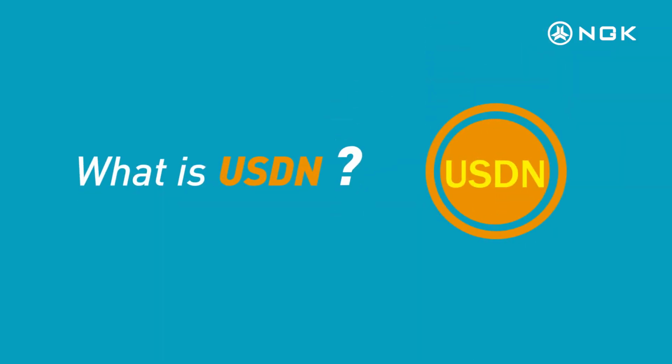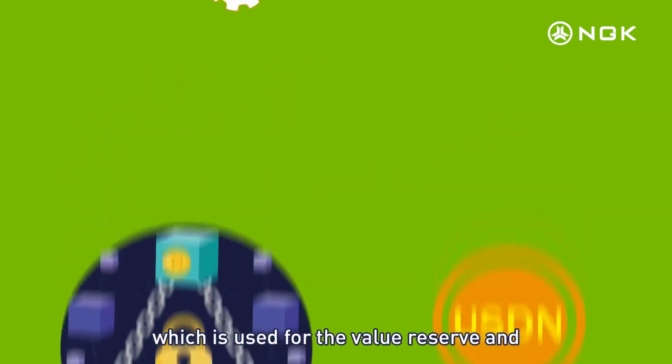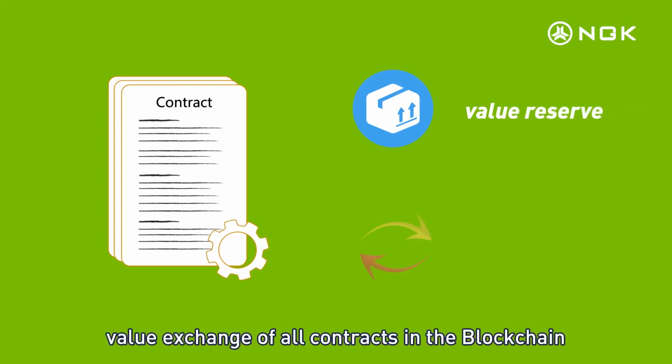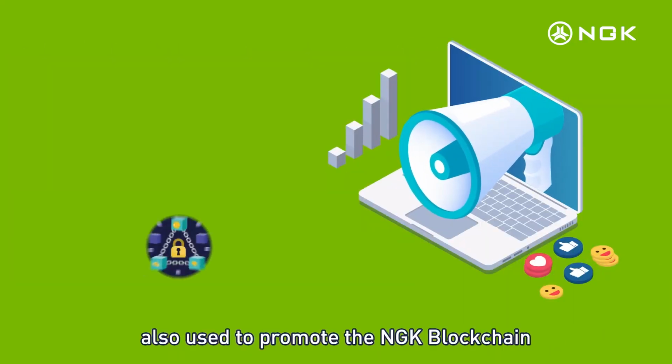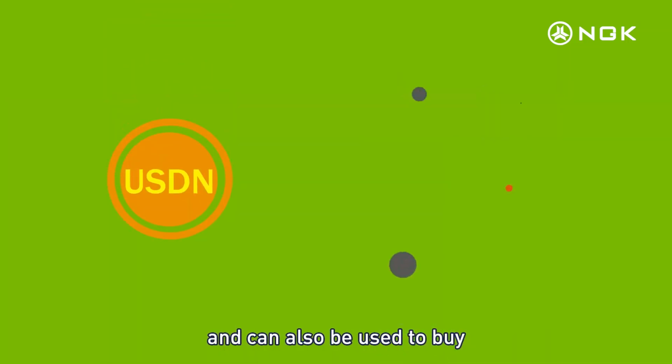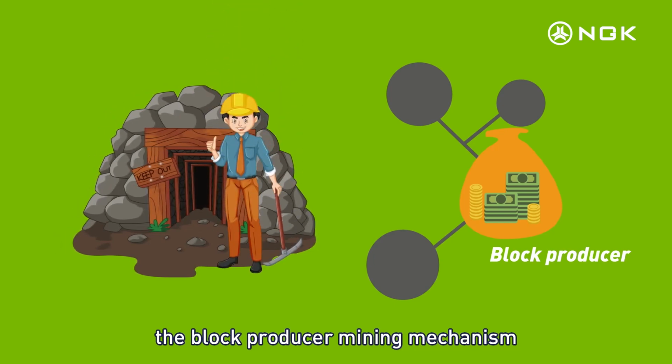What is USDN? USDN is the stablecoin in the ngk.io blockchain, which is used for the value reserve and value exchange of all contracts in the blockchain. It is also used to promote the ngk blockchain, and can also be used to buy block producer computing power to participate in the block producer mining mechanism.